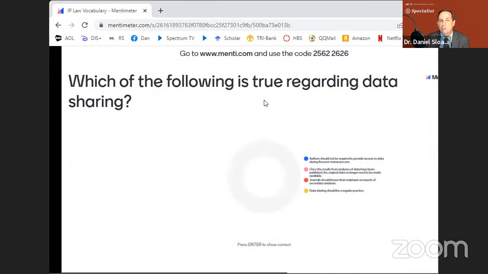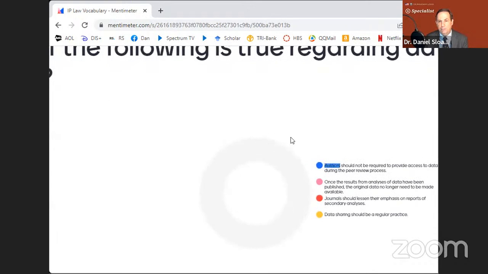So which of the following is true regarding data sharing? Which of the following is true in regards to data sharing? Let me see if I can make this larger. Here we go. Authors should not be required to provide access to data during the peer review process. Once the results from analysis of data have been published, the original data no longer need to be made available. Journals should lessen their emphasis on the reports of the secondary analysis, or data sharing should be a regular practice.